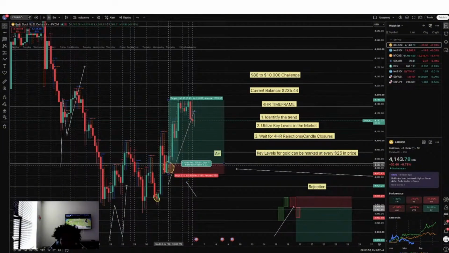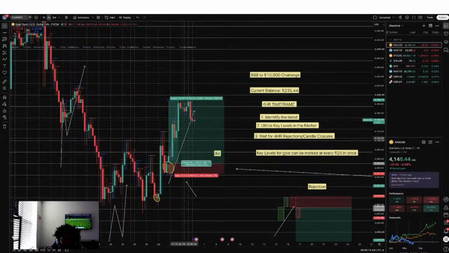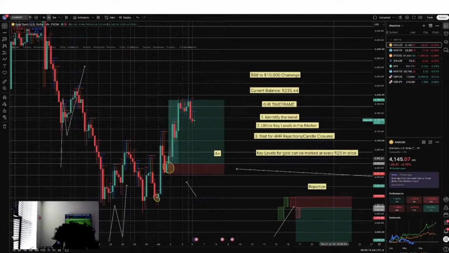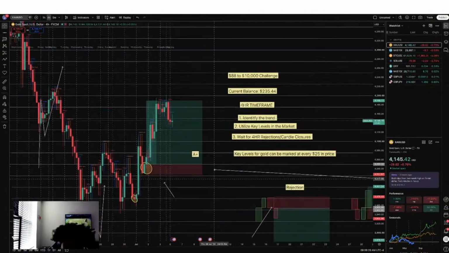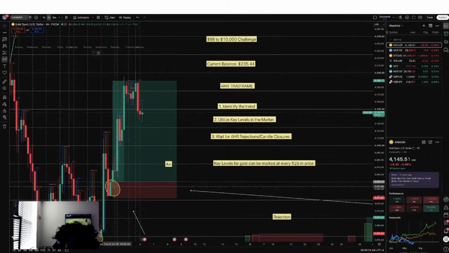But now, to really show you guys: I see a rejection, I enter. So how do I know where and when to exit? Just like what we talked about, these key major levels in the market that are measured at every $25 can be used as take profit areas. Let's say I enter here, which is the entry. The entry was 4,050, with the stop loss below these lows.